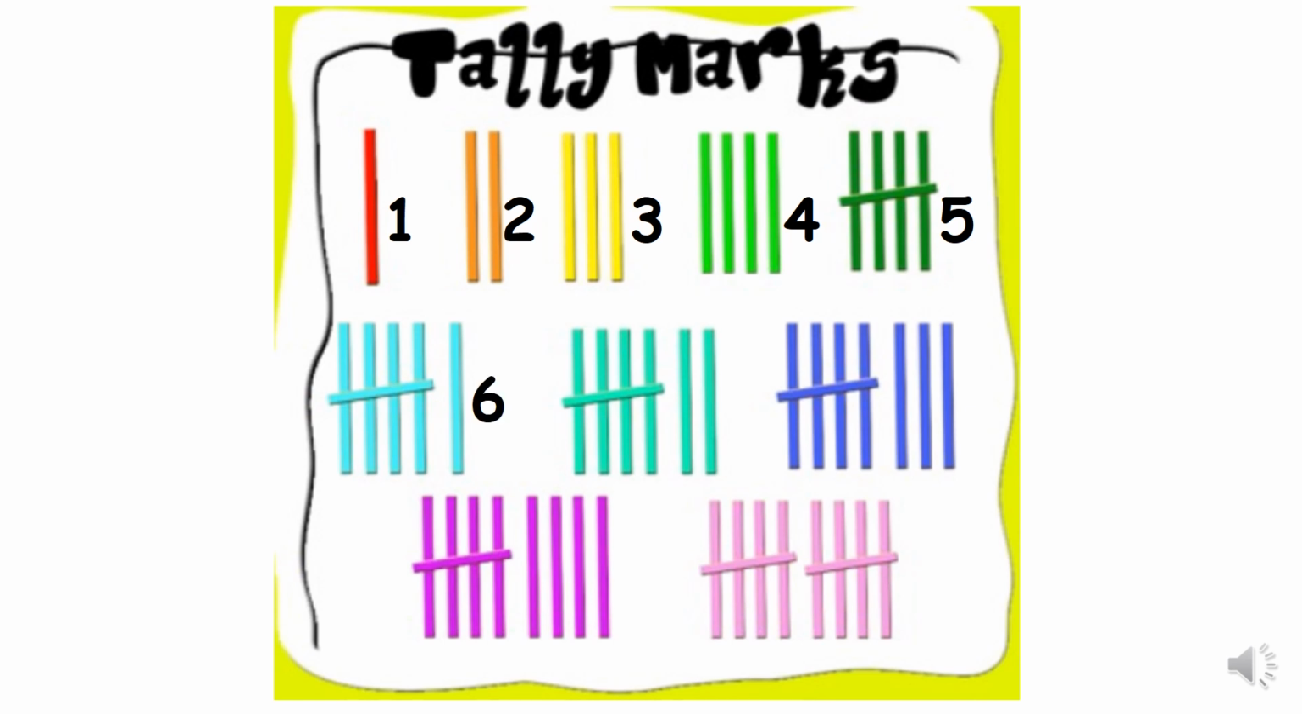So we would do the same for 6. We would have our 5, 1, 2, 3, 4, cross the gate, and then we would draw another line for 6. And the same for 7, 1, 2, 3, 4, cross the gate, and then 2 more lines to show 7. We do the same for 8 and the same for 9. And then for 10, we would do 1, 2, 3, 4, cross the gate, 1, 2, 3, 4, cross the gate. So we can see this is for our multiples of 5.